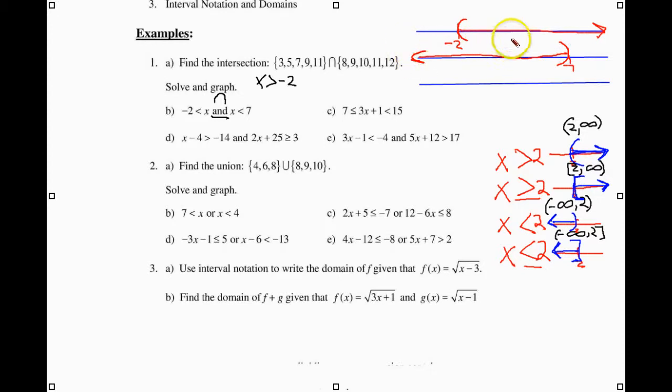Now, since this is an intersection, what we will project on our final line, which will be the intersection of this, is that we need a -2 and we need a 7. It's where these two overlap. So it starts here at -2 with a parenthesis, and it's going to go up to 7 with a parenthesis facing that way. And then that is my graph of letter B.